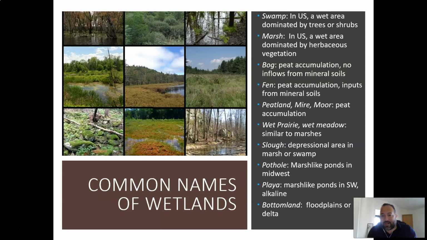On the right here, I definitely don't expect you to memorize all of these, but I want to give you an idea that when we're talking about wetlands, you'll hear a lot of different terms, and they all are wetlands. A swamp, a marsh, a bog, a fen, a peatland, a mire, a moor, a wet prairie, a wet meadow, a slough, a pothole, a playa, a bottomland. They're all talking about wetlands. Potholes are one specific to the Minnesota, Dakotas type area, and Canada. Playa is a term used in Texas a lot for marsh-like ponds, but there are all these different terms. They all are describing these wetland areas.